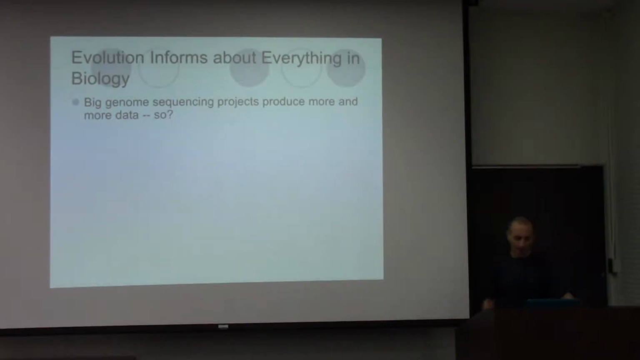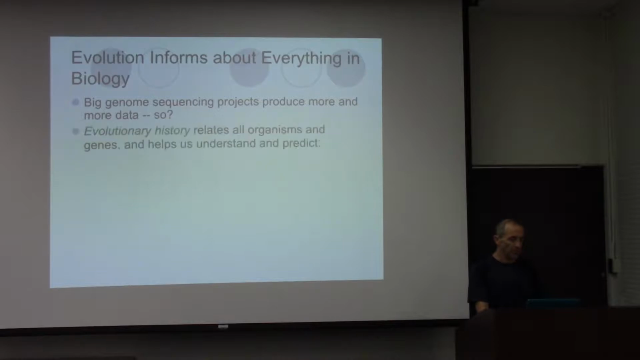So let's see, any light here? No pointer. Okay. So evolution informs about everything in biology. Big genome sequencing projects produce more and more data. So what about the more data? So evolutionary history relates all organisms and genes and helps us understand and predict.